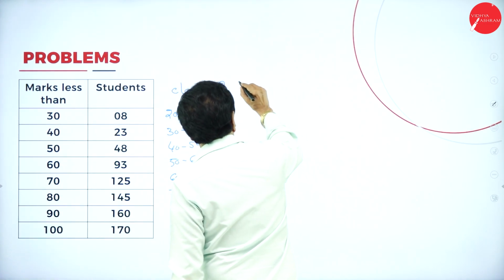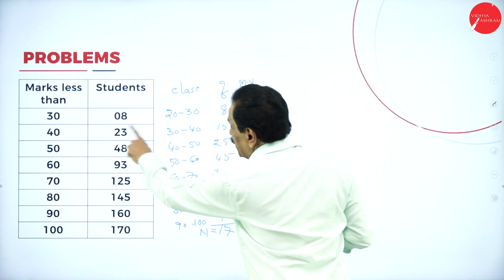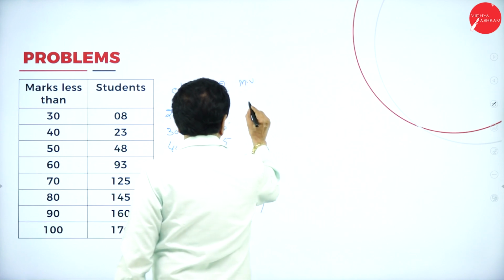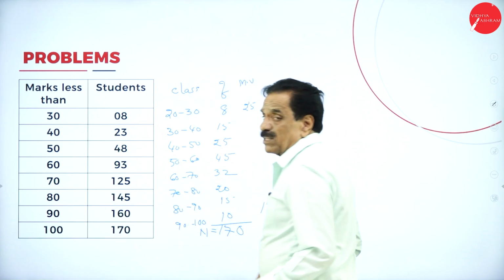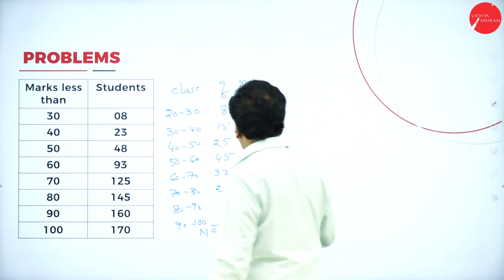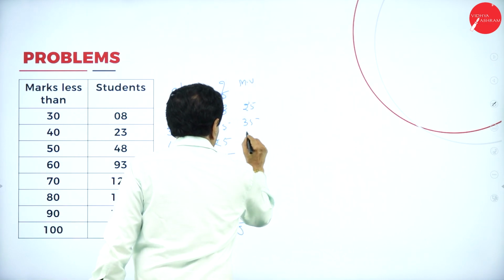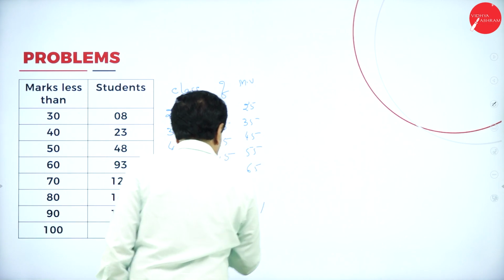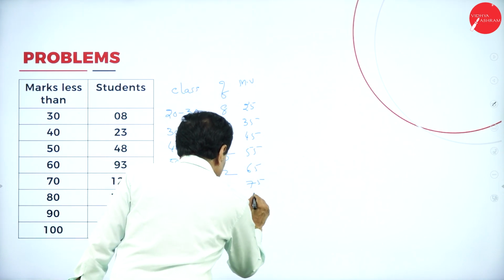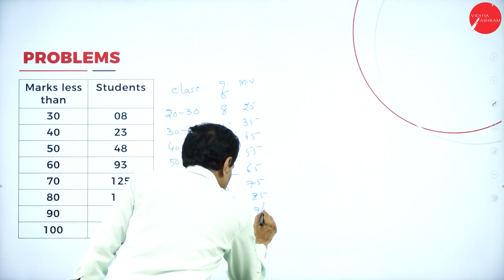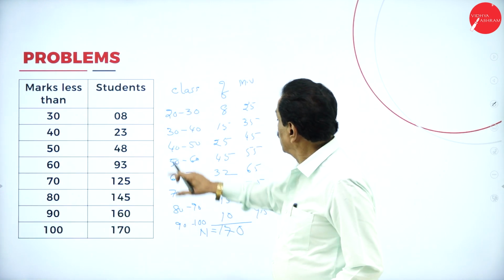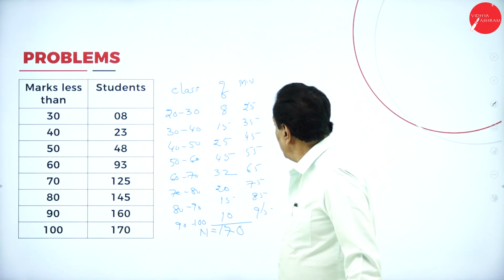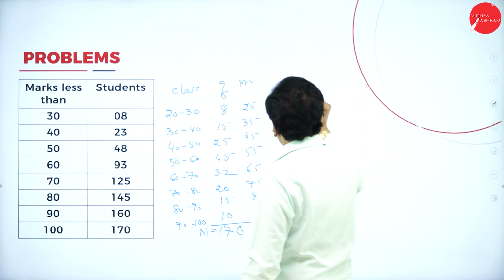Then mid value, he already given mid value. Add the figure. 20 plus 30 is 50. Divided by 2 is 25. So there is a difference of 10. Next go with 35, 45, 55, 65, 75, 85, 95. How to find out? 20 plus 30 is 50. Divided by 2 is 25. Increase by 10. Now, what is the next step?